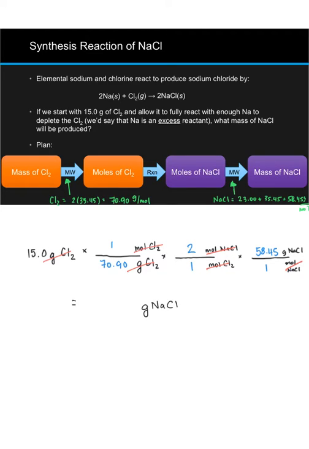Our final result, then, to 3 sig figs should be 24.8 grams worth of NaCl. We can expect to produce this much sodium chloride from reacting fully 15 grams worth of chlorine. Notice that this is not double the mass of chlorine. We started with 15 grams worth of chlorine. We do not produce double the mass of sodium chloride.